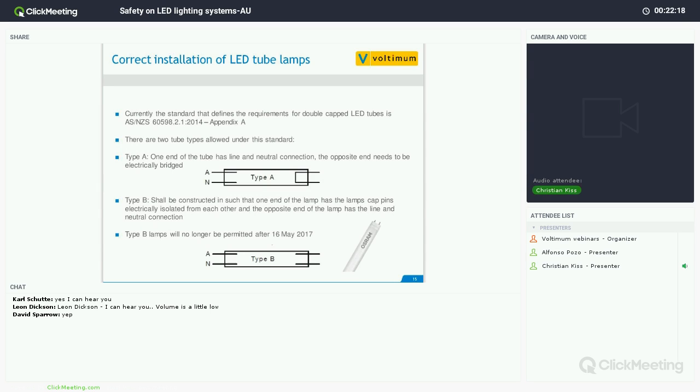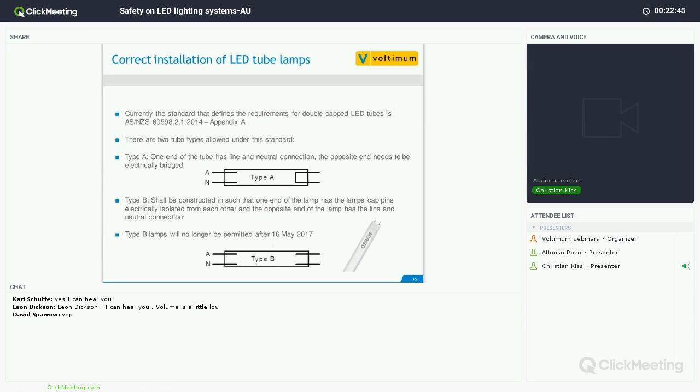Type B is constructed in a similar way, but basically the one end's got the active and the neutral. The opposite end has basically the lamp cap pins electrically isolated from each other, so there's no through wiring or anything like that coming through. Having said that, type B lamps, as per the standard, will actually no longer be permitted after 16th of May 2017.